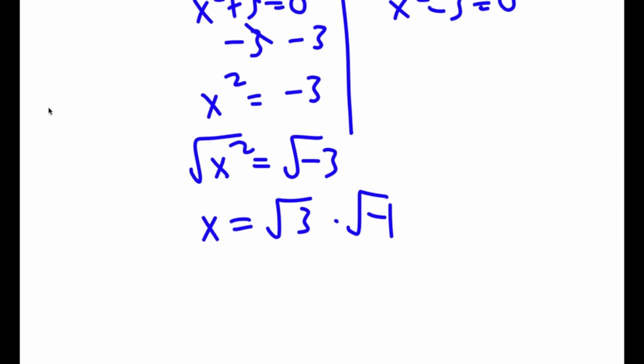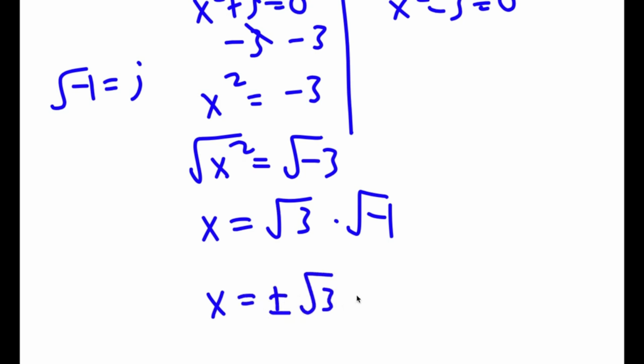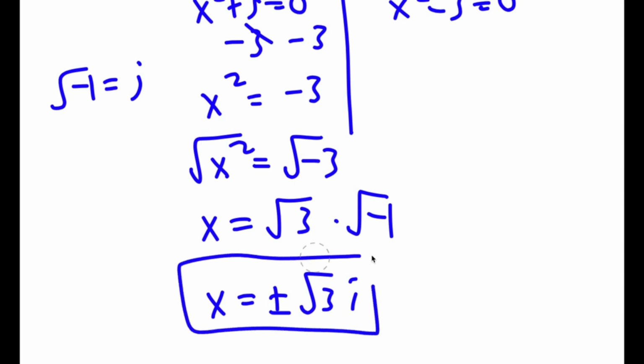So if you guys didn't already know, the square root of negative 1 is equal to the imaginary number i. So now I have x is equal to positive or negative, by the way, this is positive or negative, the square root of 3i. So these are two solutions of x.